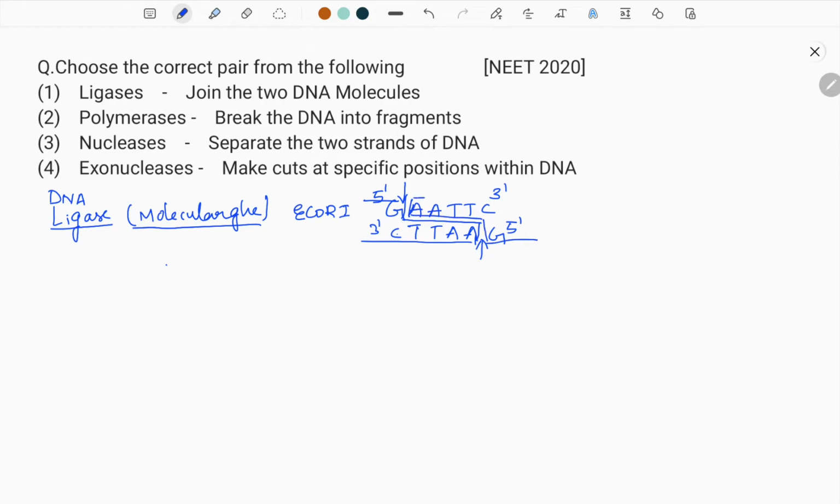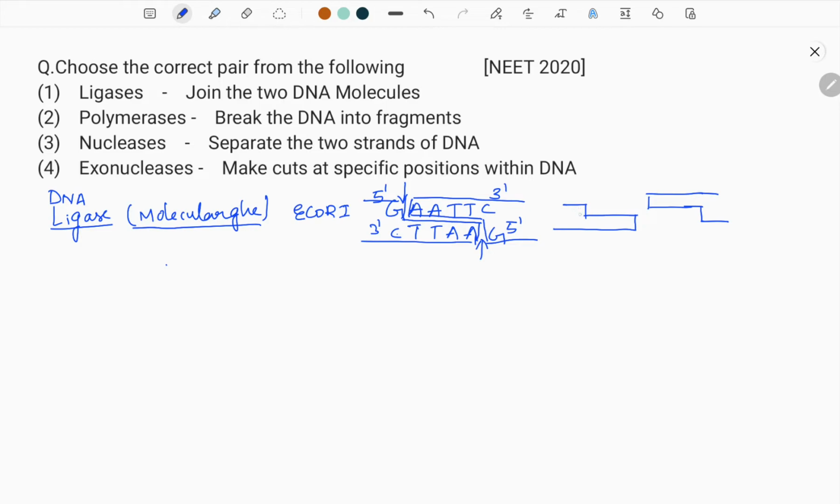Remember, the restriction endonuclease will cut the ester bond. The ester bond lies in between sugar and phosphate, I have told you earlier. So these ester bonds are cut, and they are not cut at the same point. They are called staggered cuttings. As a result, the cohesive sites are formed here. Two complementary sites or sticky ends are formed here. These sticky ends readily unite with each other when they are coupled with the DNA ligase.